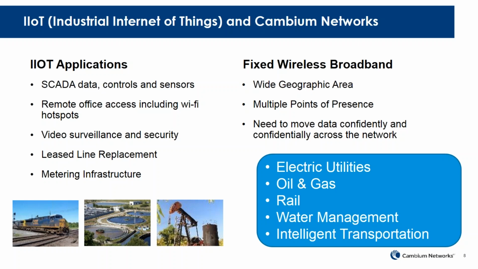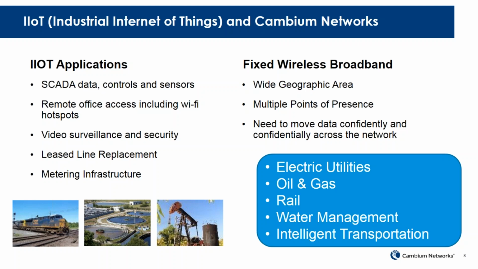What's common across all of these is really three things. One is they cover a wide geographic area, so they cover kilometers or hundreds of kilometers. There are hundreds or thousands of points that need to be connected. If you remember those pictures of the water treatment facility or the oil and gas field, there are literally thousands or tens of thousands of sensors, perhaps thousands of nodes, that all need to be connected back to a central place. And they need to be connected, what we say, confidently and confidentially, which really means reliably and securely.